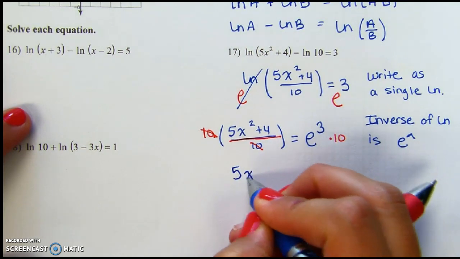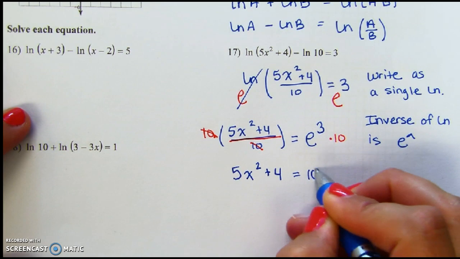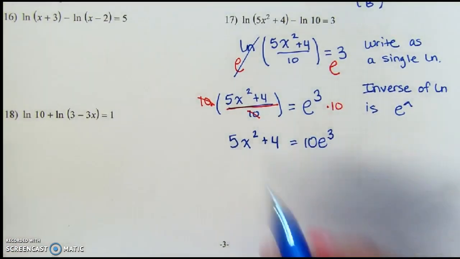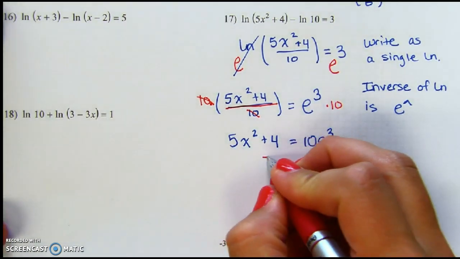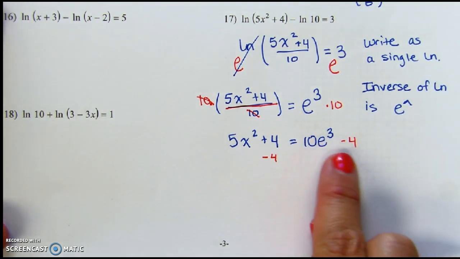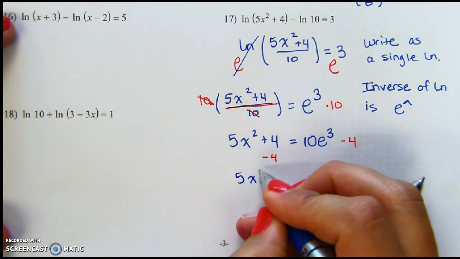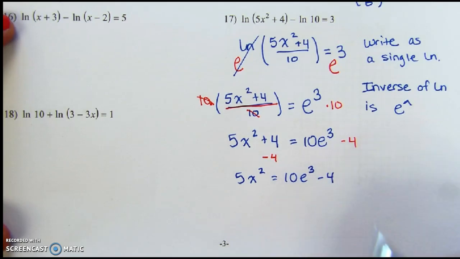So now we have 5x squared. I don't need the parentheses anymore. Plus 4 equals 10 e to the 3. What's next? X by itself. We have a 2, a 5, and a 4. What do we get rid of next? The 4, minus 4. Do you know what 10 e to the 3 minus 4 is? I don't either. I don't know. So I'm going to leave it. You just leave it separated out. 10 e cubed minus 4.